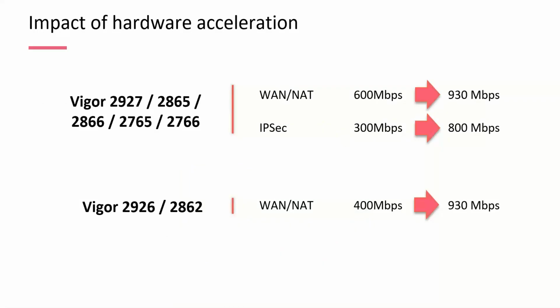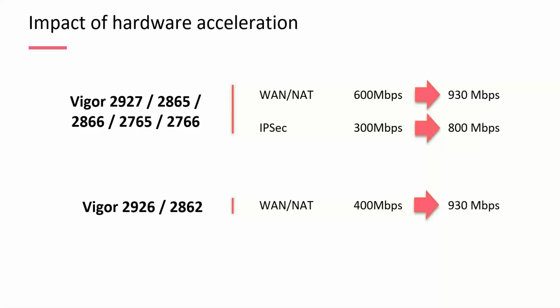So we look at the impact of enabling hardware acceleration. At the top here, I've got the 2927, 2865, 2866, 2765, and 2766. These all have a similar CPU, and with hardware acceleration disabled, the NAT and WAN performance would be 600 megabits per second. With hardware acceleration enabled, it goes up to around 930 megabits per second, or a slight bit higher. I'm being a bit conservative there with the total number. And with IPsec, with hardware acceleration enabled, you can get 800 megabits per second. Without it, the dedicated IPsec processor can do 300 megabits per second.